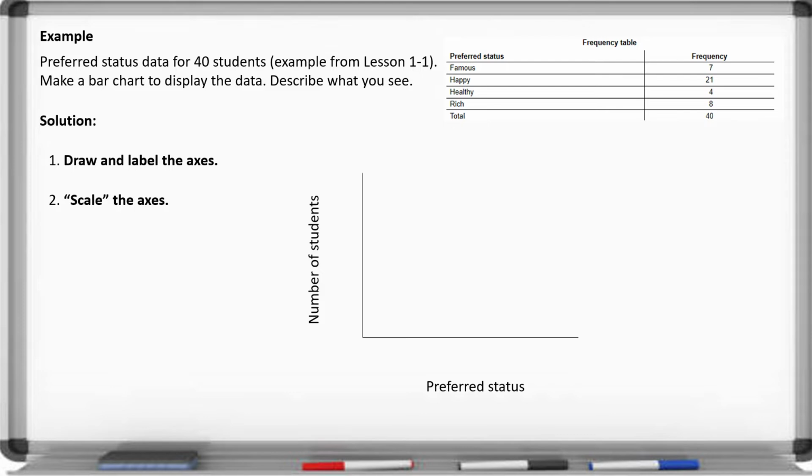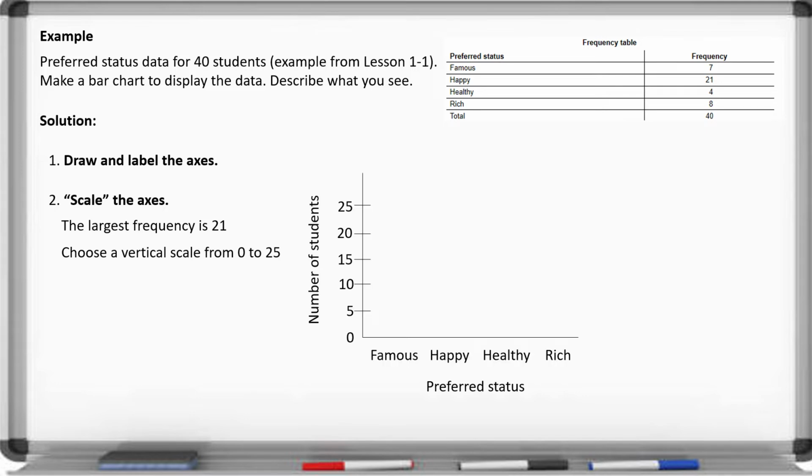So now we want to scale the axes. The largest frequency is 21, and so therefore we're going to choose a scale from 0 to 25, and we're going to go by 5s. We also want to label the categories on the x-axis, so famous, happy, healthy, and rich. And then as we mentioned earlier, we're going to go from 0 to 25 and go by 5s. You can go by any scale that you wish. Just make sure that you at least cover the maximum frequency for the category, which in this case is 21.